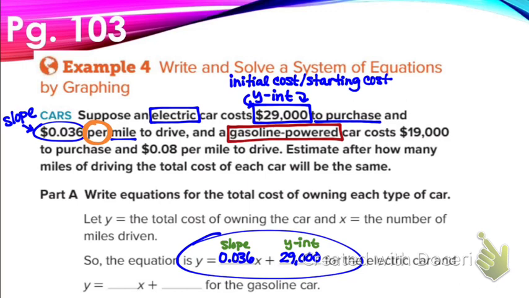What does the x mean here? What do they have x meaning? Not per mile, but very close. X is the number of miles. X means the number of miles. What does y mean here?